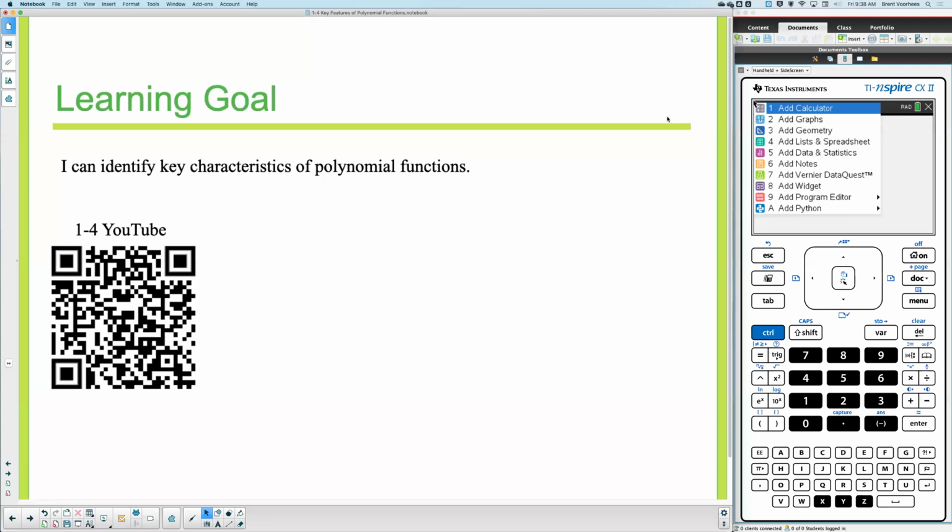Lesson 1-4. What we're going to talk about today are identifying key characteristics of polynomial functions. So let me start with this word polynomial. If you want to come to your notes, circle up the word polynomial. What this means is a function with multiple terms. A function with multiple terms.